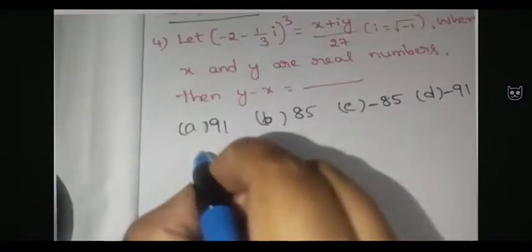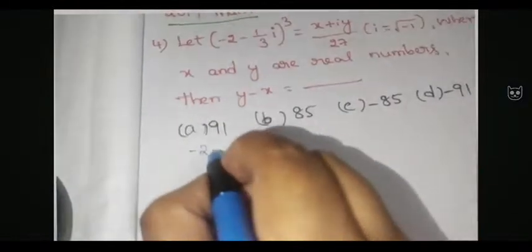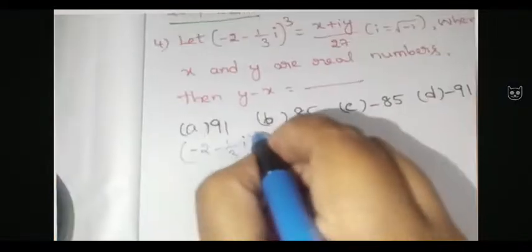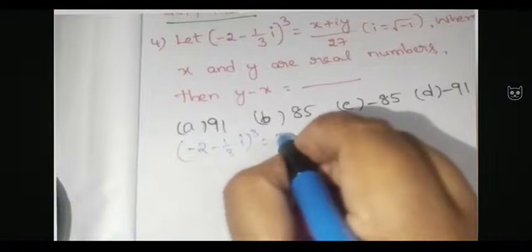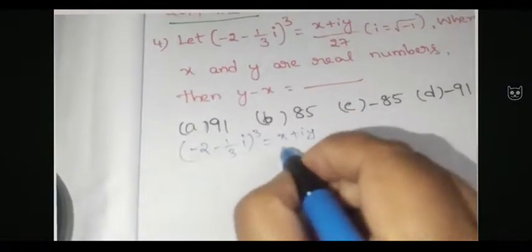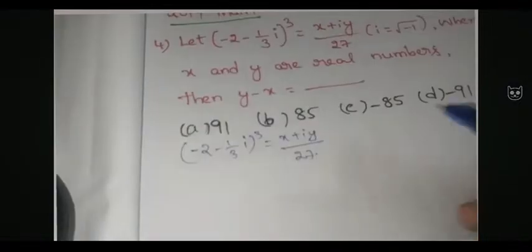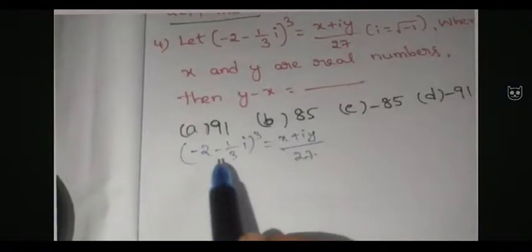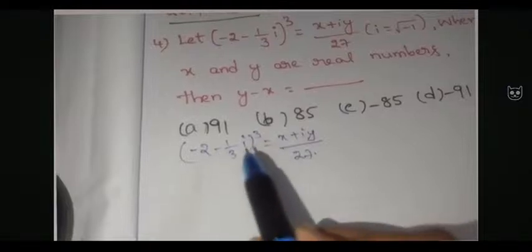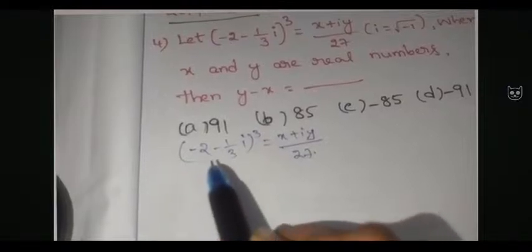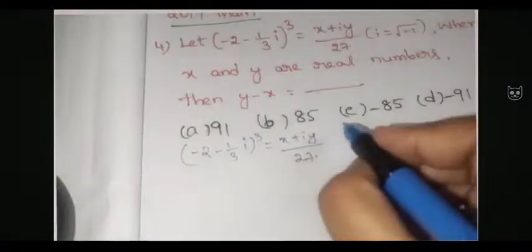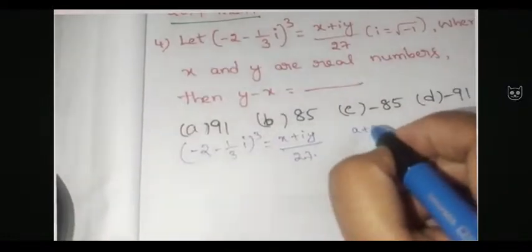So first we write the given data. What is given? Minus 2 minus 1 by 3 into i, whole cube, equals x plus iy divided by 27. Here i value is square root of minus 1. It's looking like a minus b whole cube or a plus b whole cube. I can consider it like a plus b whole cube also. How is it possible? Just look here. Suppose I am taking a plus b whole cube.